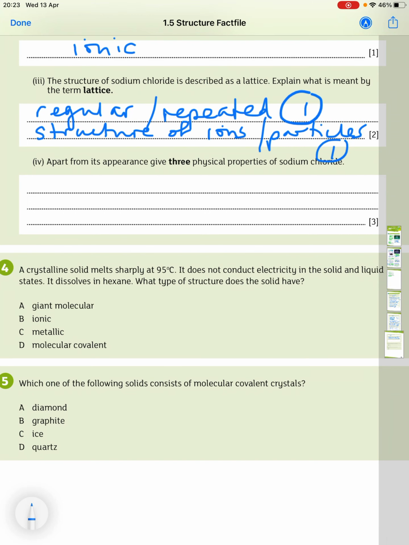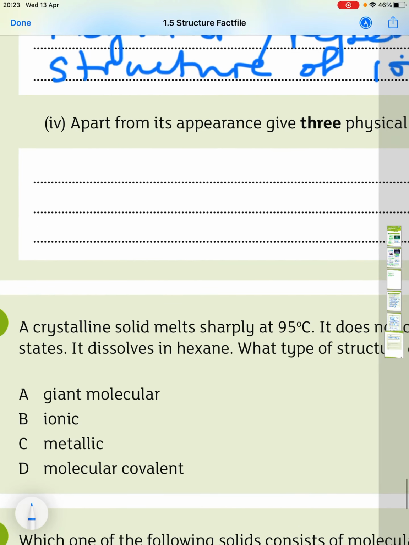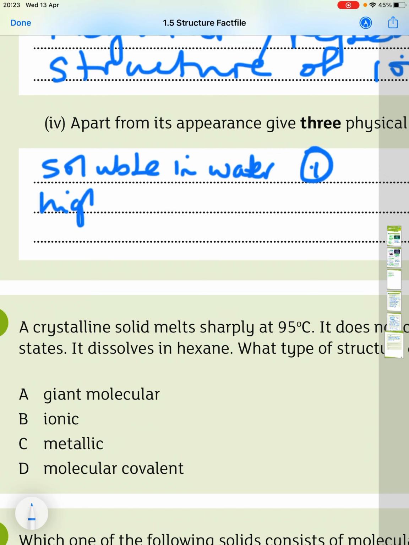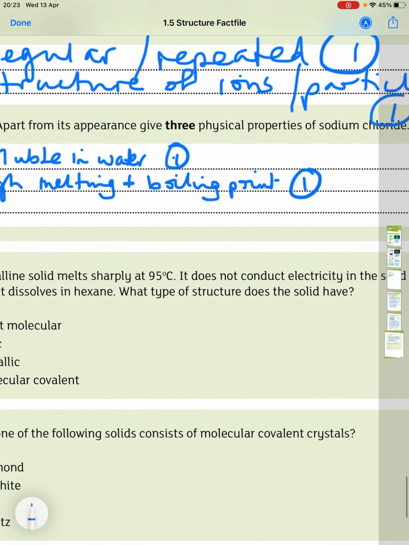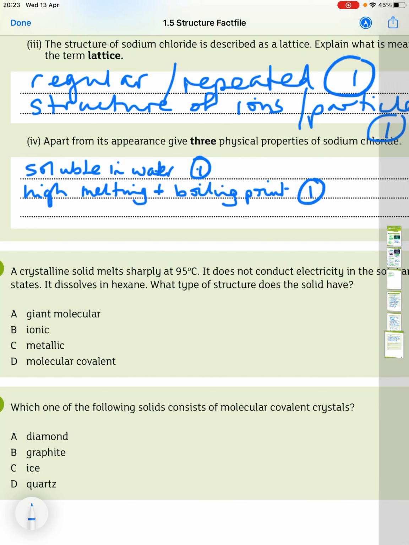Then, apart from its appearance, give 3 physical properties of sodium chloride. First one, it's soluble in water. Or you could say soluble in polar solvents if you wanted. Next one, high melting and boiling point. Now the reason I've written them together is if you said for one high melting point and for the second one high boiling point, you would only get 1 mark. They kind of go hand in hand.